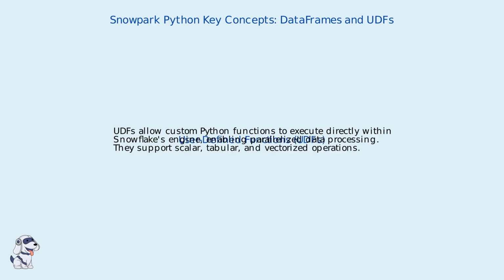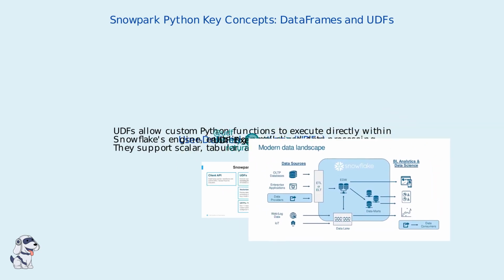User-defined functions let you write custom Python logic that runs inside Snowflake, enabling parallel processing for better performance. UDFs are registered and executed within Snowflake's engine. Here's a simple example function. UDFs can be executed many times in parallel. Notice the execution count increasing as processing occurs. These concepts work together in Snowflake's data processing ecosystem, as shown in this overview.